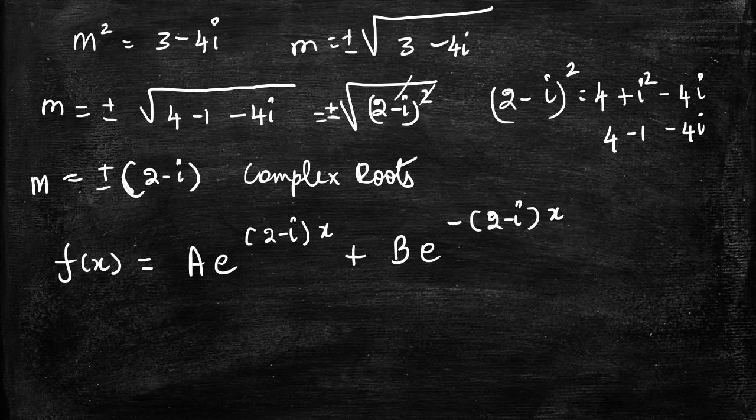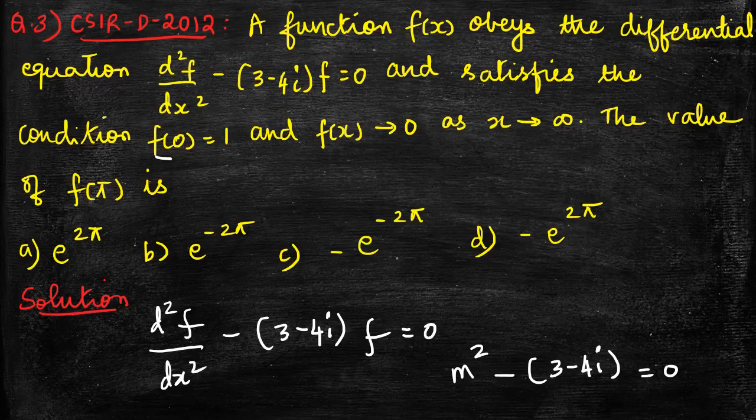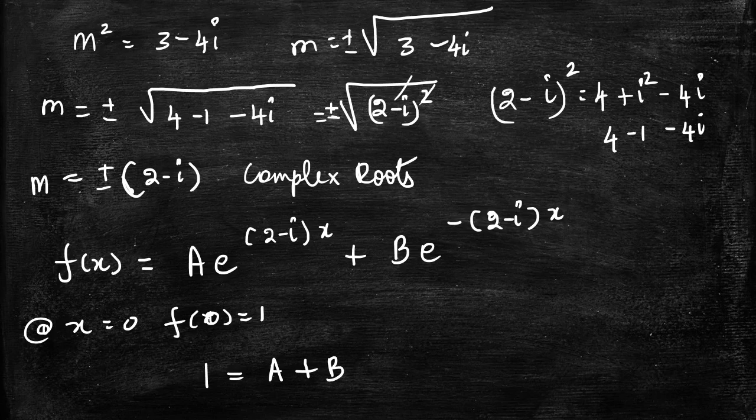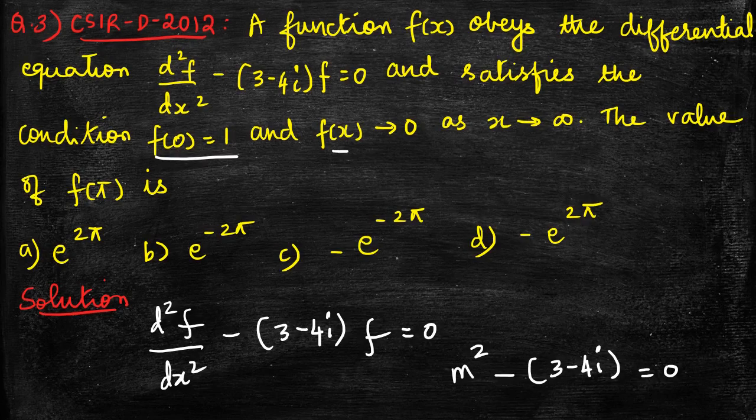So we know that according to the question f of 0 is equal to 1. That is, at x is equal to 0, function f of 0 will be 1. Okay, so e power 0 will be 1. So 1 is equal to a plus b. Now, according to the other condition, the function will tend to 0 as x tends to infinity.